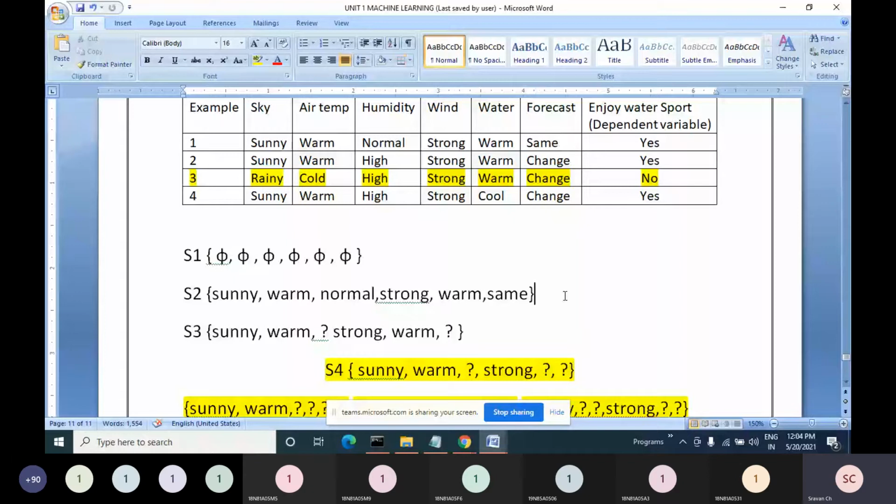Now I'll go to second record. When I go to second record, I'll see what kind of example it is. It is positive example or negative example. Output is yes. So it's a positive example. If it is a positive example, what will be updated? Most specific hypothesis will be updated. So what is the latest most specific hypothesis? S2 is the latest most specific hypothesis. Now I need to update S2, means I'll get S3. So how do I update S2? Right? How I will fill this one?